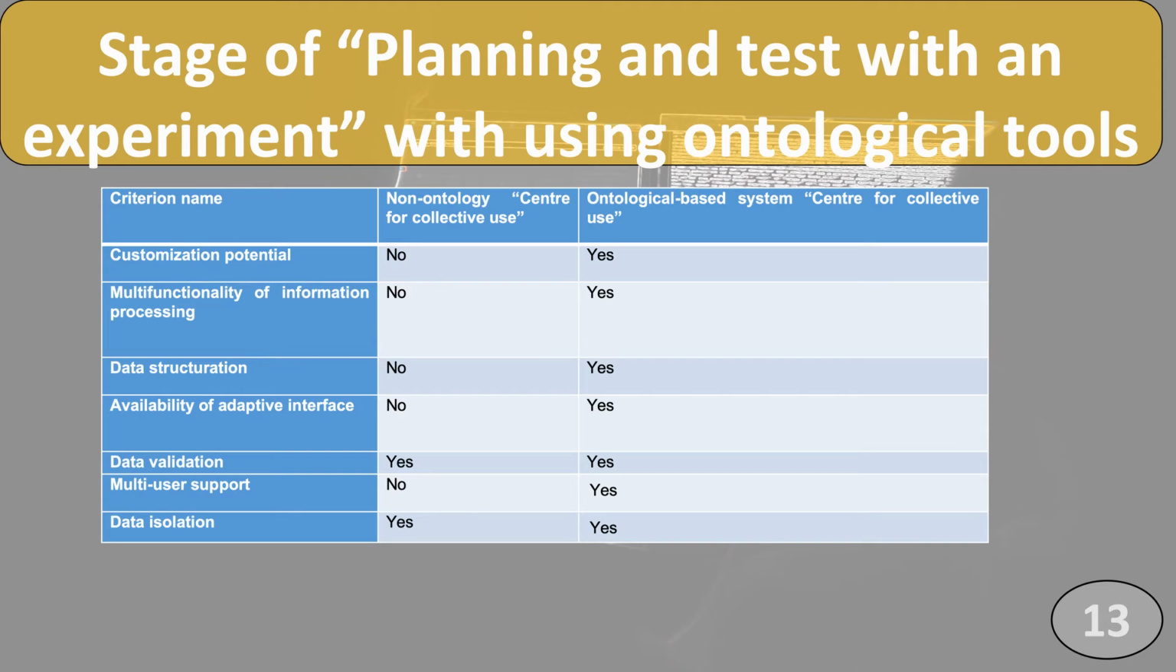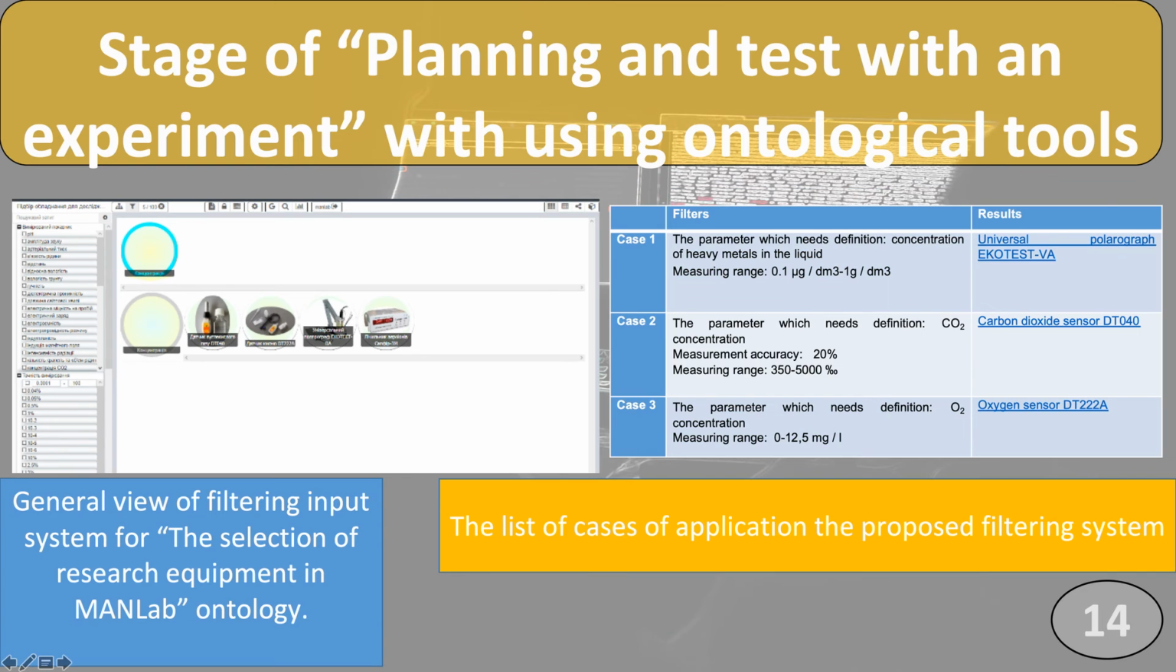At this slide you can see the general view of the systems for the selection of equipment in center of collective usage during planning the experiment in the ontology-based and non-ontology-based system. In our opinion, our ontological solution is more appropriate and effective for a non-prepared user. At this slide you can see the general view of filtering input system for the selection of research equipment in ManLab ontology. Also, we have provided a list of cases of application of the proposed filtering systems.